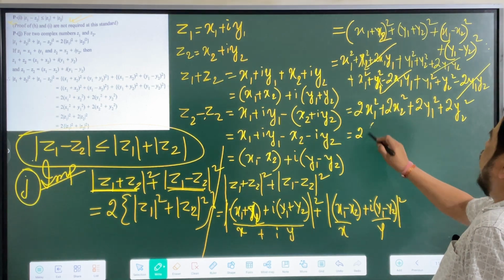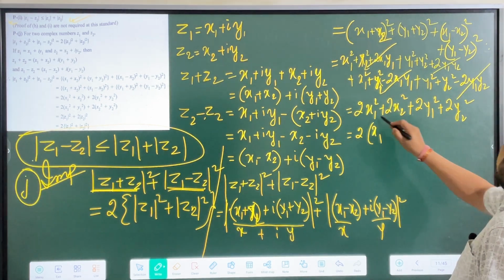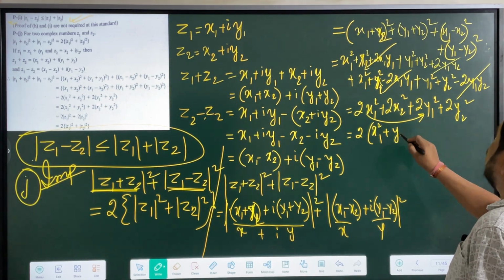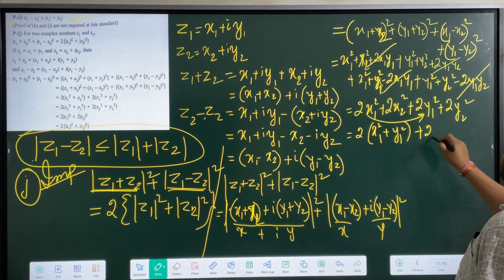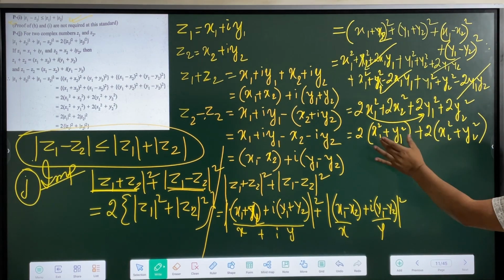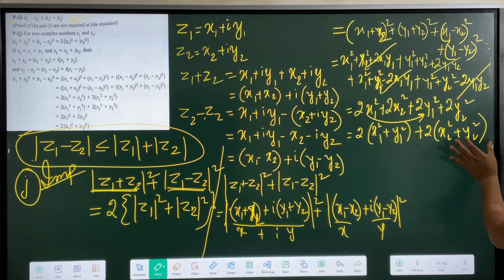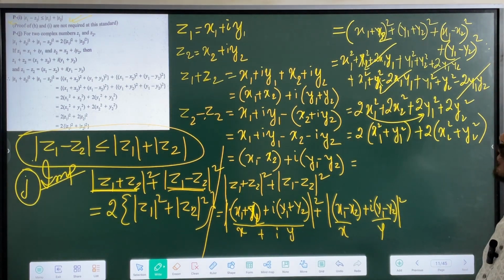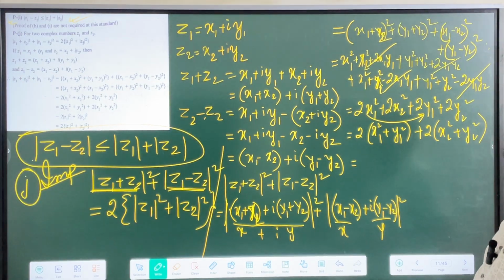Now 2x1, this one and this one, okay? x1 square plus y1 square, 2x2 square plus y2 square. So x1, y1 taken together, x2, y2 taken together. After that, now what is to show? What is to show?